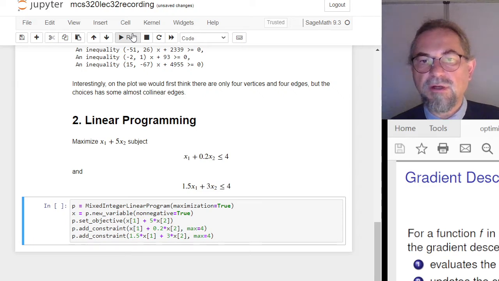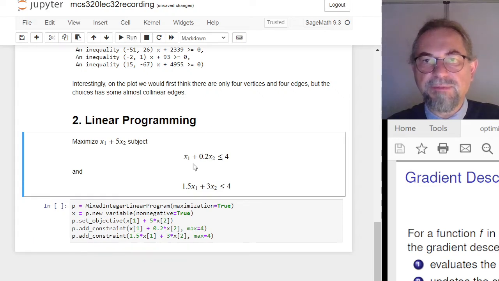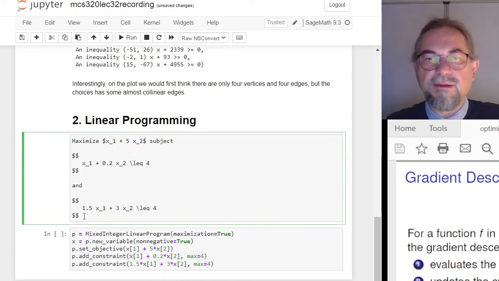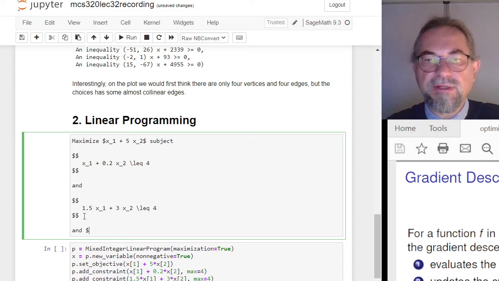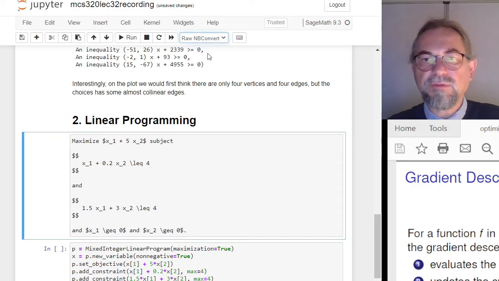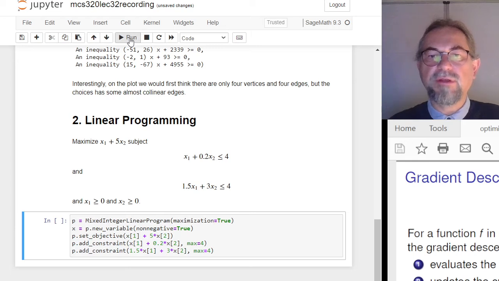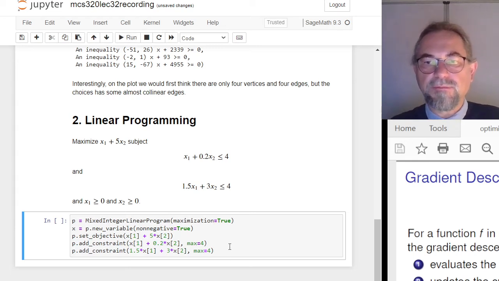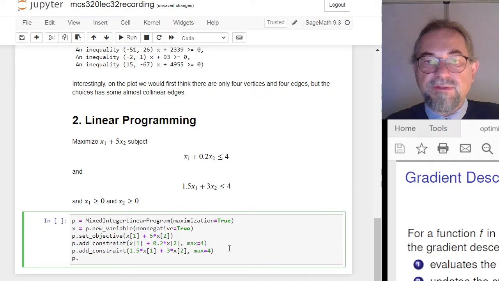Two linear hyperplanes, and in order for me to be complete, I should actually also indicate that x1 has to be non-negative and also x2. So both of them, these are the two default extra constraints. Okay, so let me define it now.